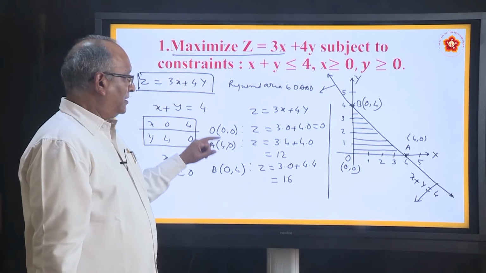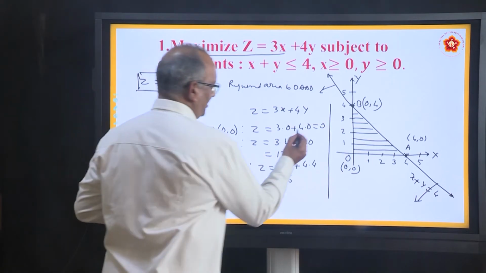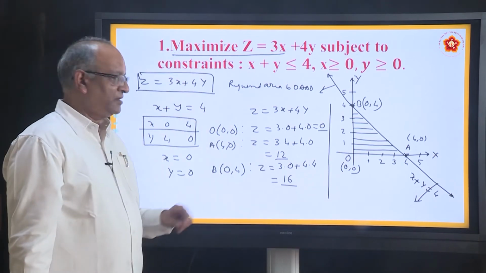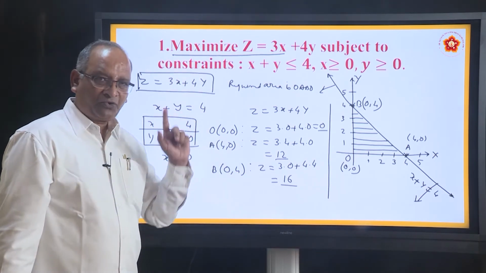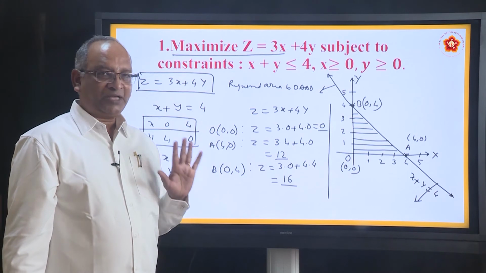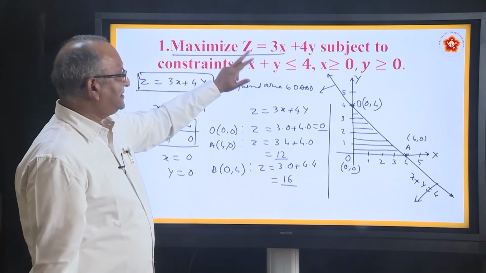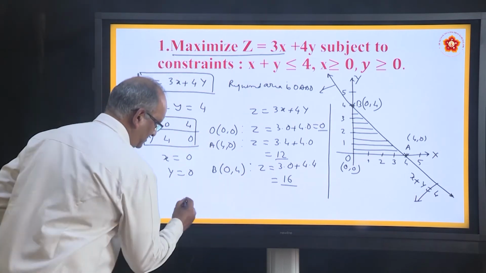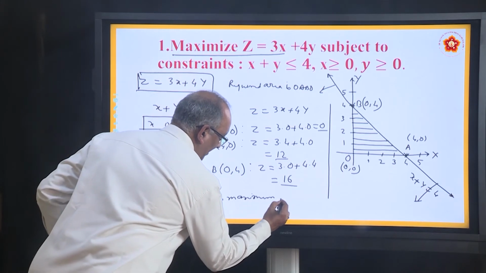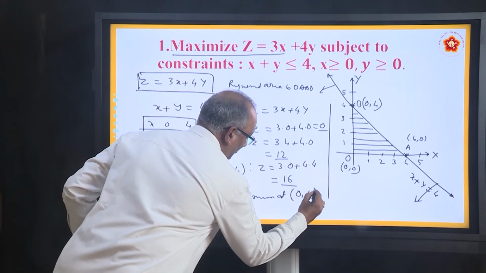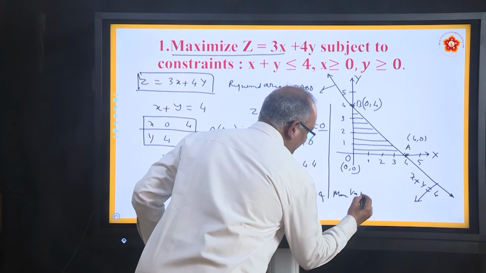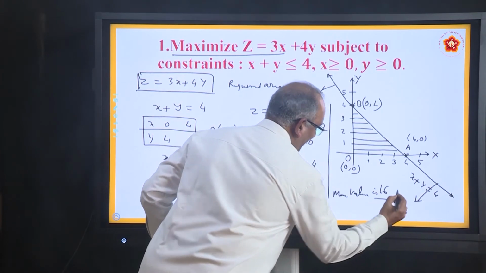Okay. So what are the values of Z we got? Here we got 0, here we got 12, here we got 16. Which is maximum? 16 is maximum. How could you get 16? By substituting 0, 4. So the answer is what? What he is asking? Maximize Z. So Z is maximum at 0, 4. And what is the maximum value? 16. This is the answer.